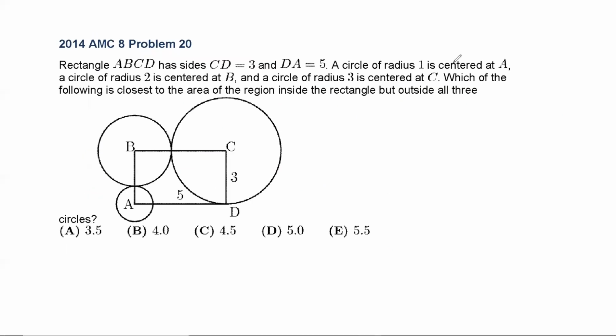Rectangle ABCD has side CD equal to 3 and DA equals 5. A circle of radius 1 is centered at A, a circle of radius 2 is centered at B, and a circle of radius 3 is centered at C. Which of the following is closest to the area of the region inside the rectangle but outside all three circles?